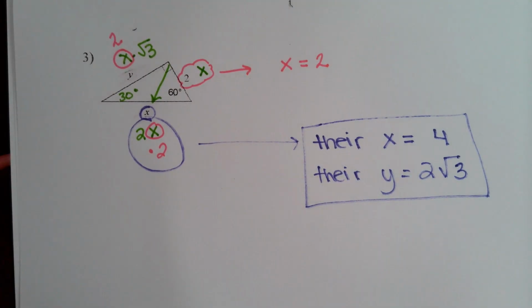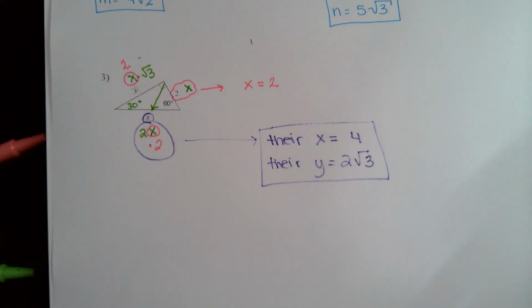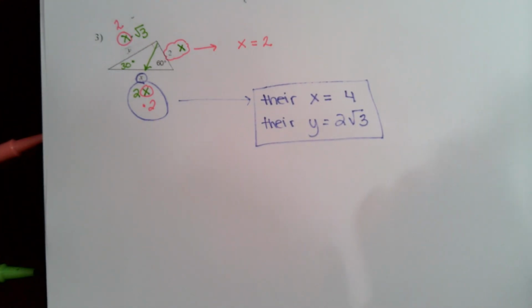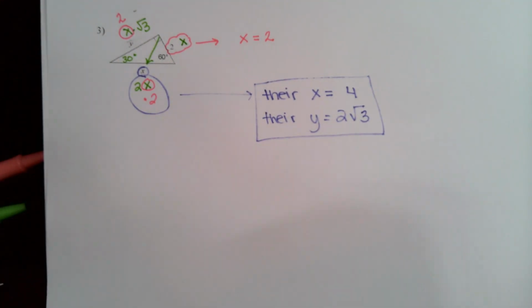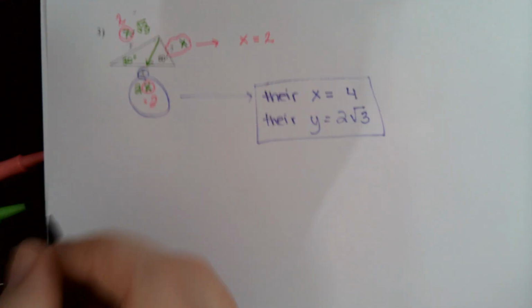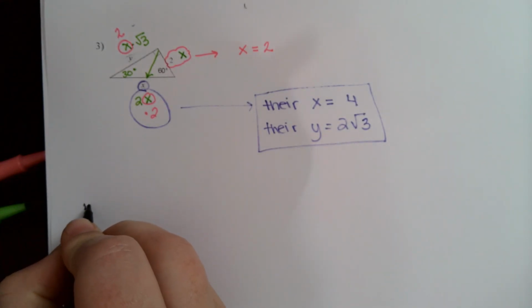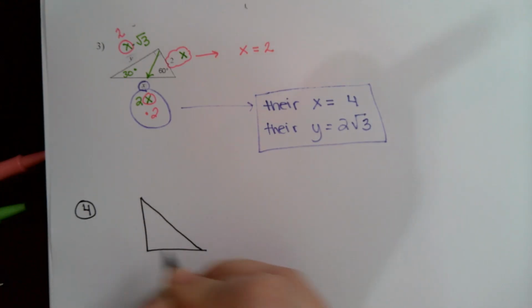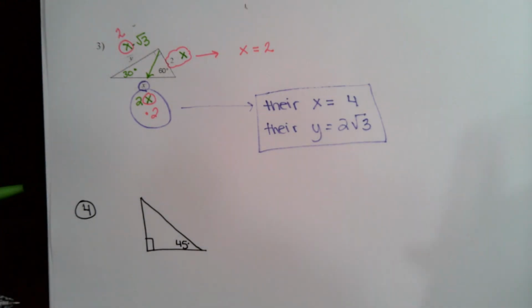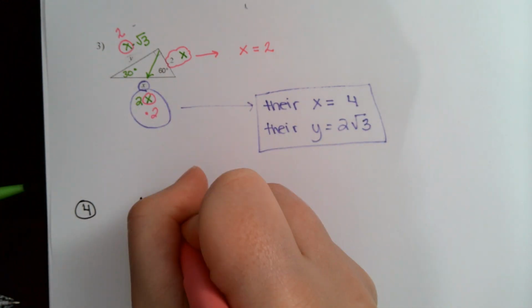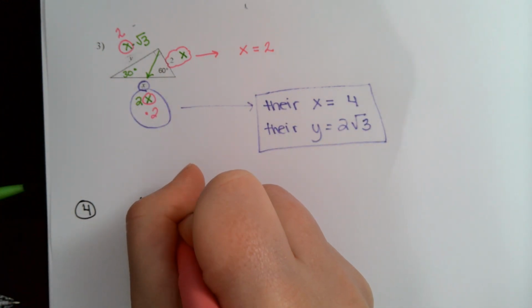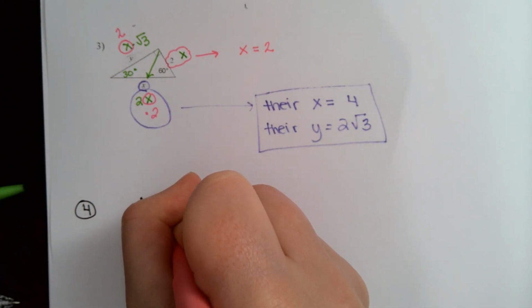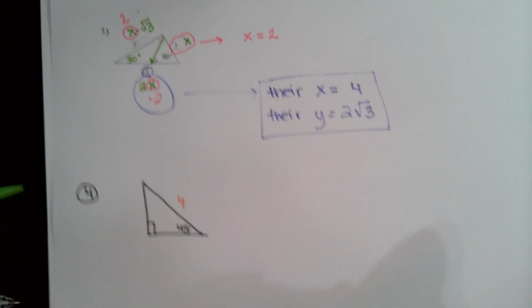Okay, I'm going to draw one in. We didn't really have one that made us struggle a little bit on finding what x is. So let me go ahead and make one up really quick. Let's do one with 45, 45. And let's make the hypotenuse 4. Okay, so how would you solve something like that?